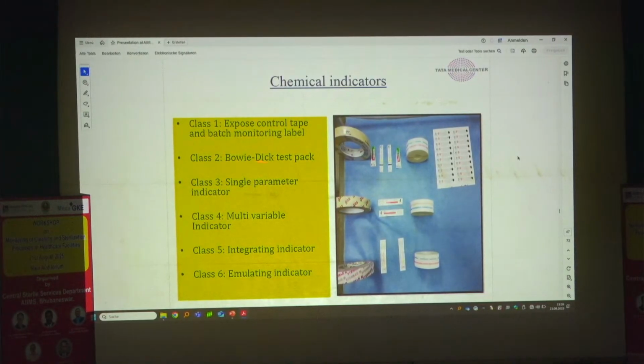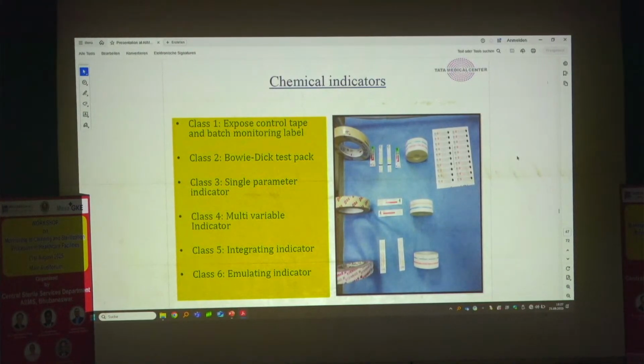Bowie-Dick test pack, I told you about the single parameter indicator, because as per the autoclave, there are three basic things: one is the time, steam, and temperature.